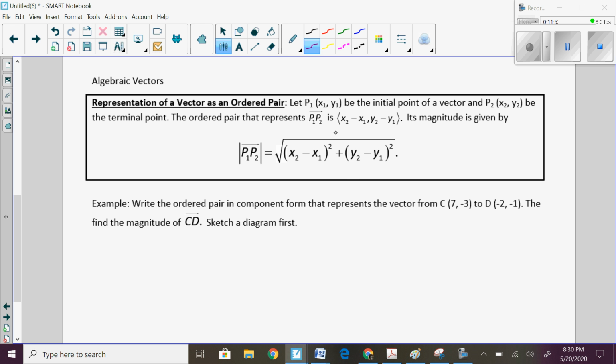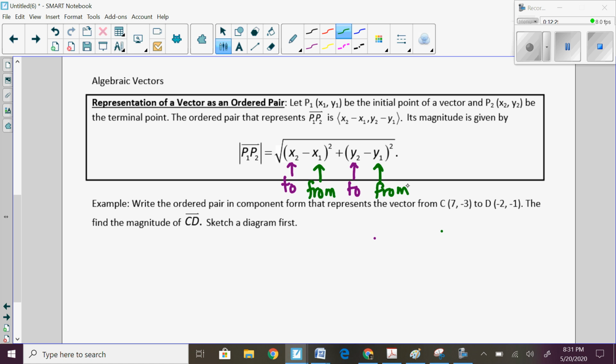And you might say, well, that looks familiar. That looks a lot like the distance formula, which, by the way, is a derivative of the Pythagorean theorem. And I would tell you, you're absolutely right. What you need to know here is that the x sub 2 and the y sub 2 will be where the vector is going to. In other words, that's where the arrow is. And the x sub 1 and the y sub 1 are where the vector starts, or it's coming from.